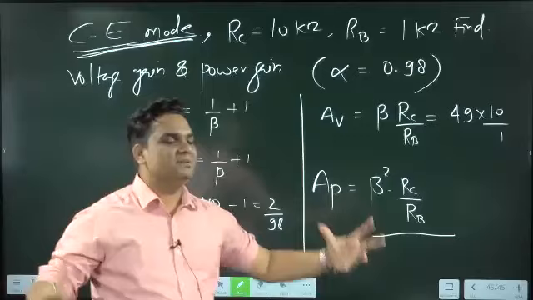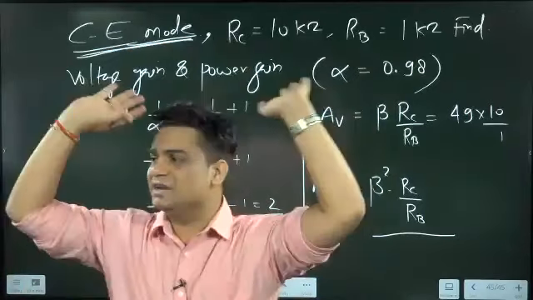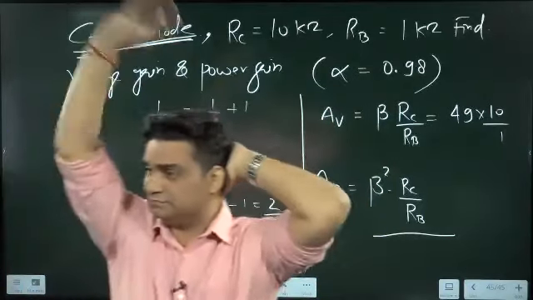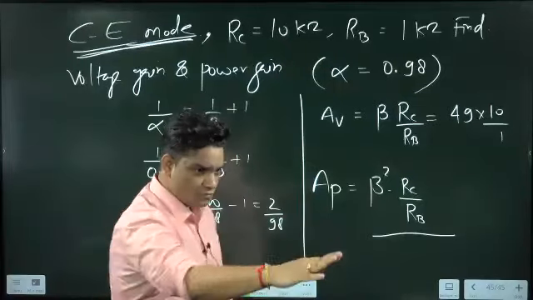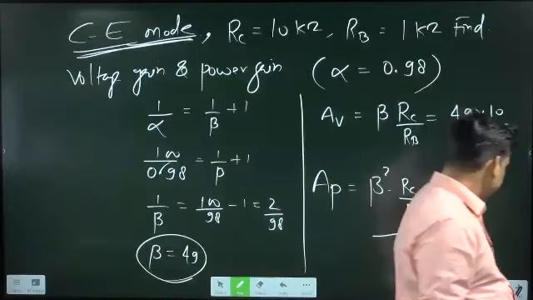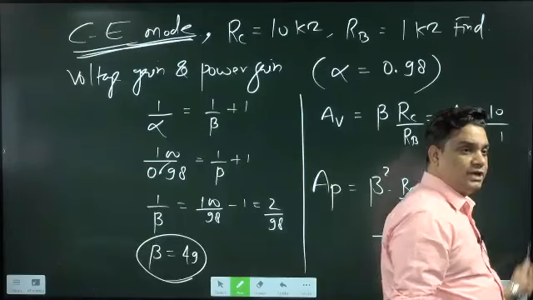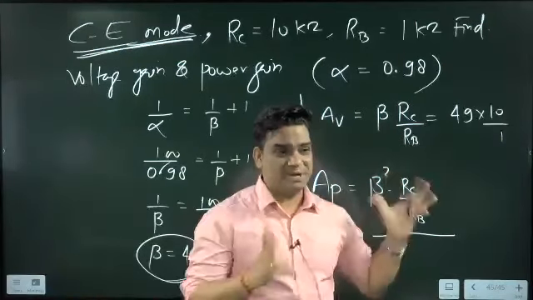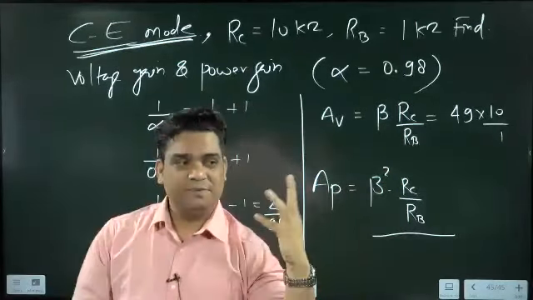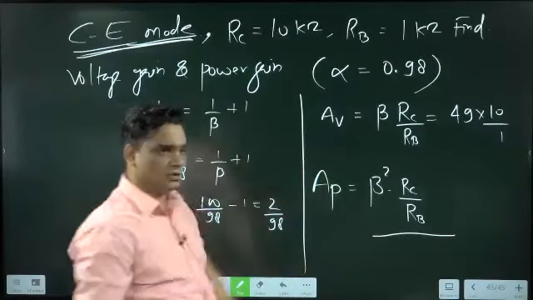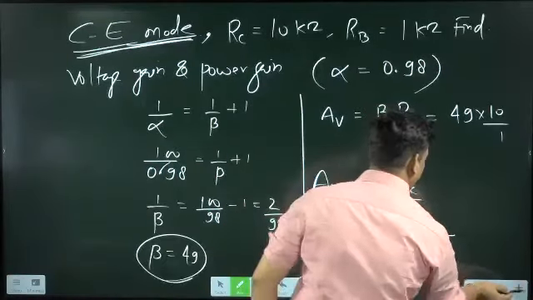Sometimes directly beta will be given to you. If beta is directly given, we can directly use the formula. Okay, yes, over. Is anyone making any mistake in the formula base? If beta is not given, you have to find the beta, and if beta is given directly, we can use the formula.